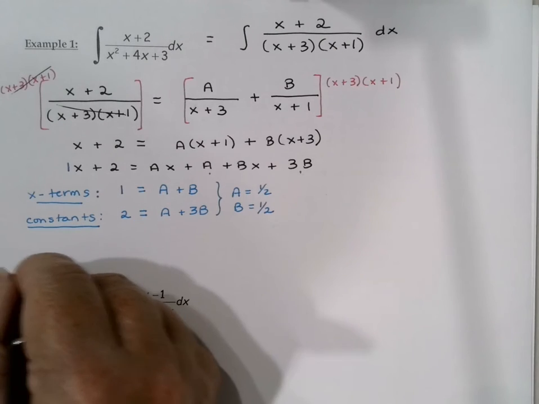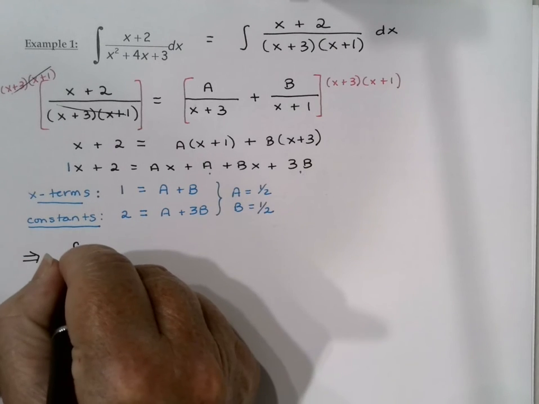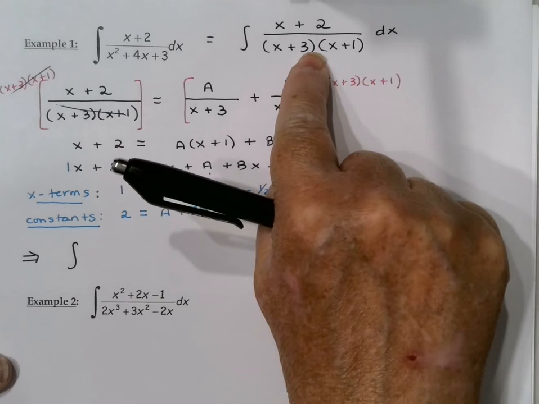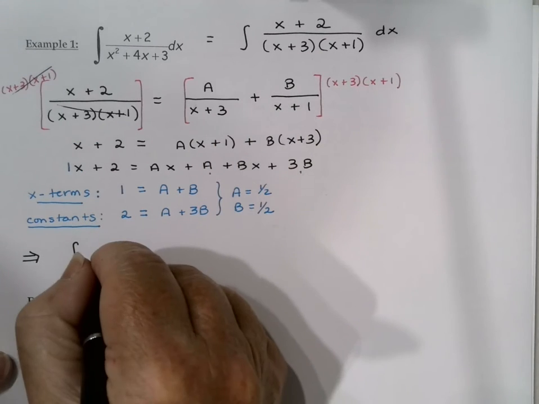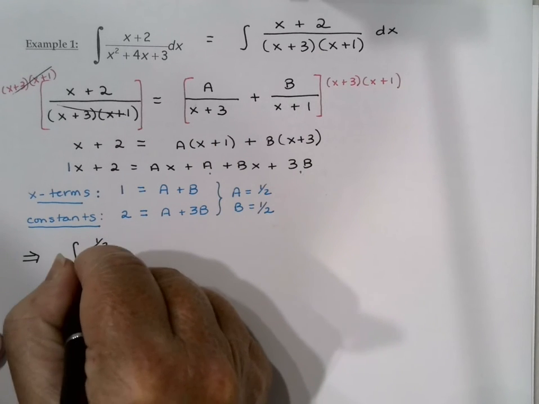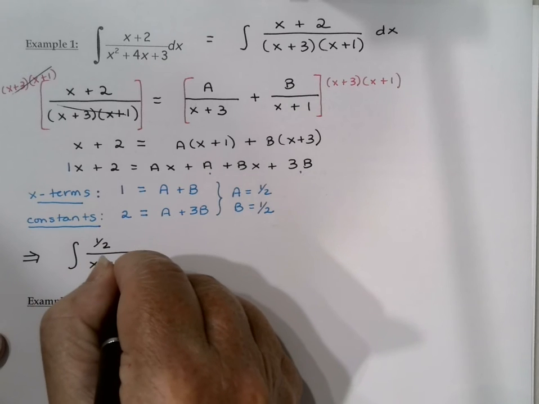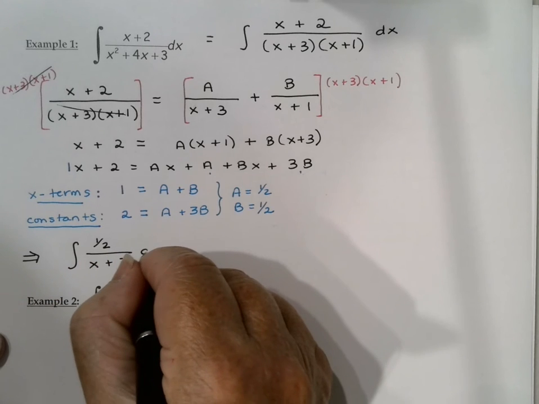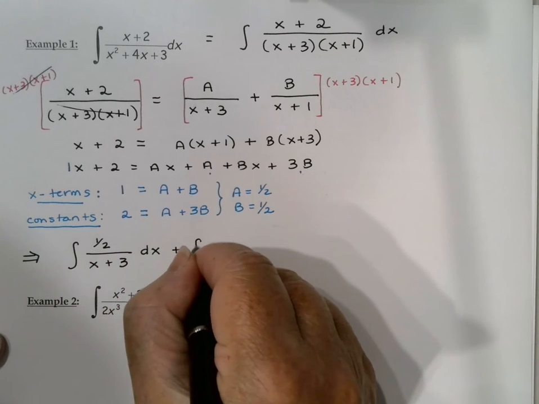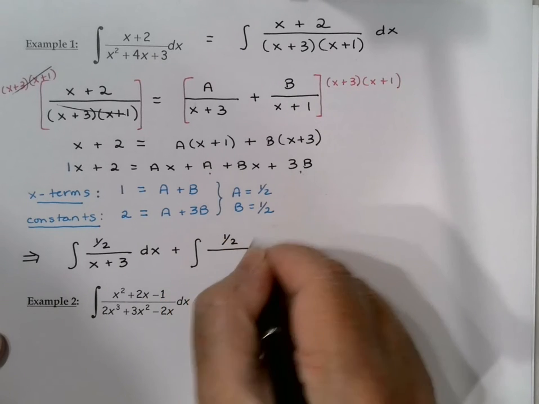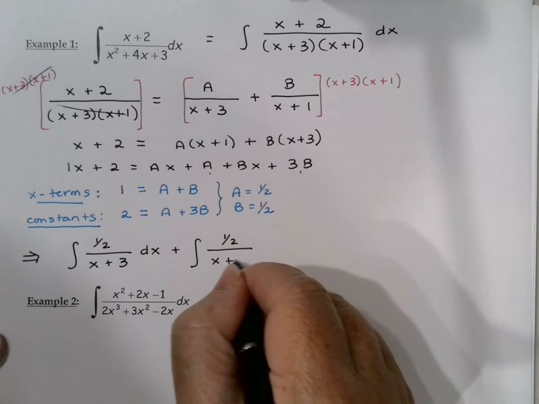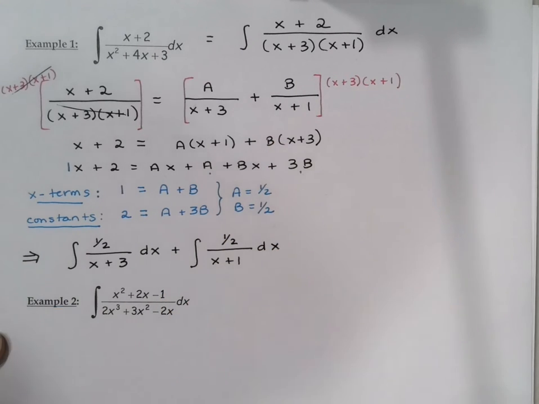I can now rewrite my integral. Instead of in this form, I can write it in that form. So I'd have the integral of a, which is 1/2, over x plus 3 dx, plus the integral of b, which is also 1/2, and that's over x plus 1 dx.